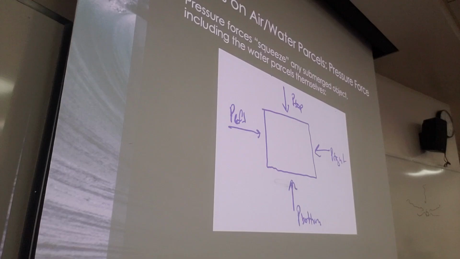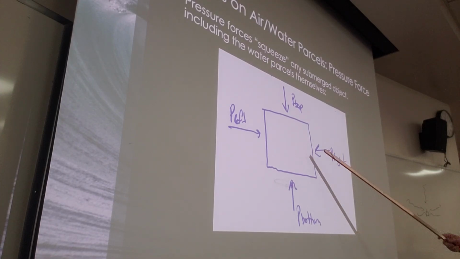And so I want to talk about the pressure forces just briefly. The fundamental force that drives fluid flow is generally pressure forces. And actually, you can analyze buoyancy forces, Archimedes' principle. You can actually derive Archimedes' principle by looking at pressure forces.